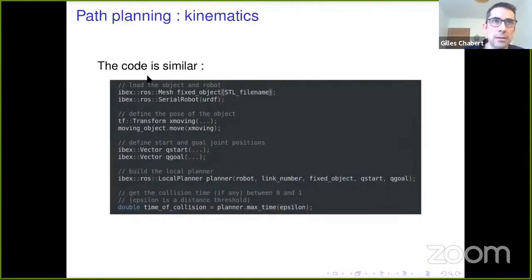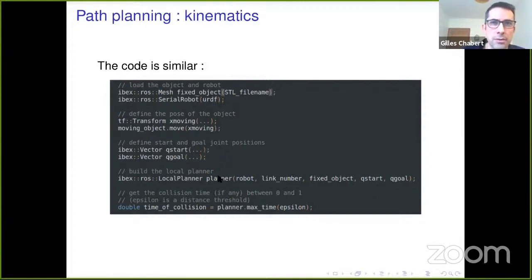And the code is very similar. Just notice that we have replaced the moving object by a serial robot, the same class we used earlier with the inverse kinematic example with the URDF. Then we set the fixed object. Sorry, there is a typo here, the same way. And we have a starting configuration, ending configuration. Here it is just a regular vector.